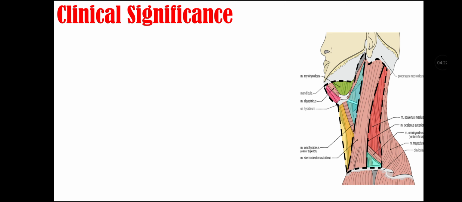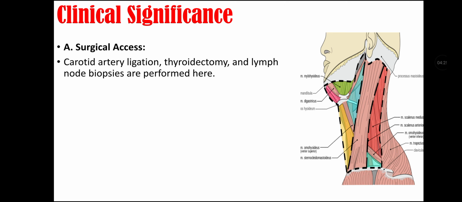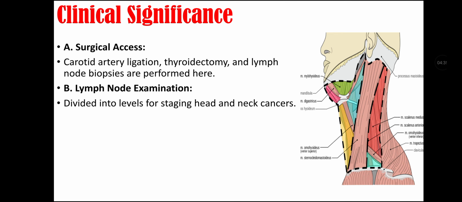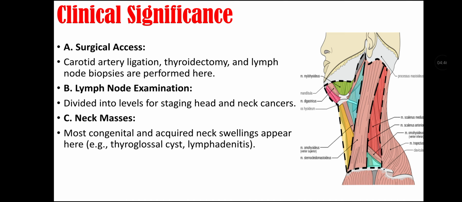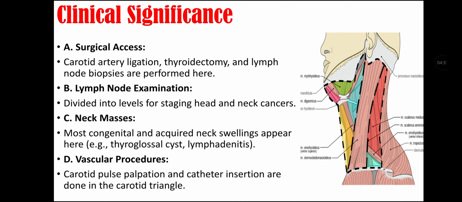Clinical significance of the anterior triangle. First is surgical access, as carotid artery ligation, thyroidectomy, and lymph node biopsies are performed in the anterior triangle. Second significance is lymph node examination, as lymph nodes are divided into levels for staging head and neck cancer, so they are examined for cancer staging. Third significance is neck masses, as most congenital and acquired neck swellings appear here, like thyroglossal cyst and lymphadenitis. Fourth significance is vascular procedures, as carotid pulse palpation and catheter insertion are done in the carotid triangle.